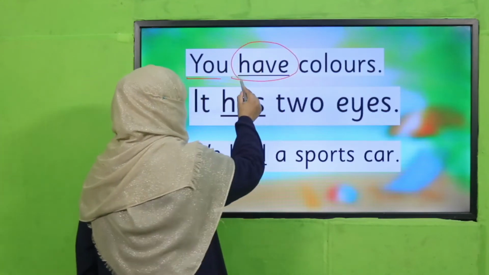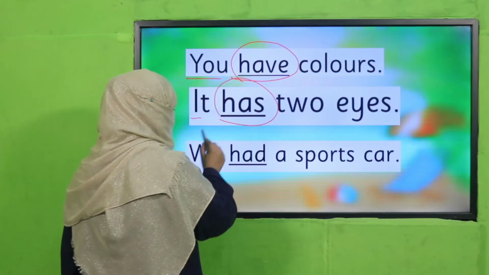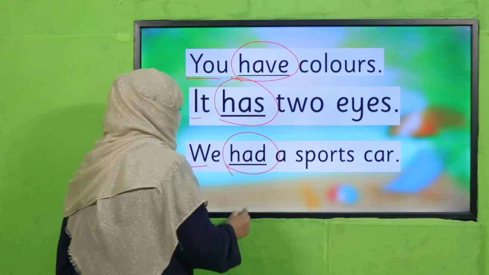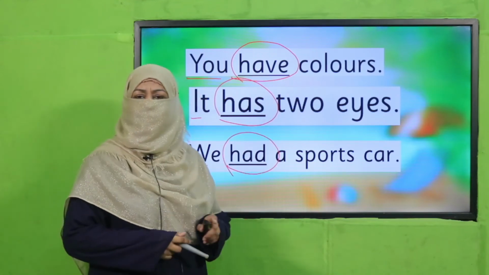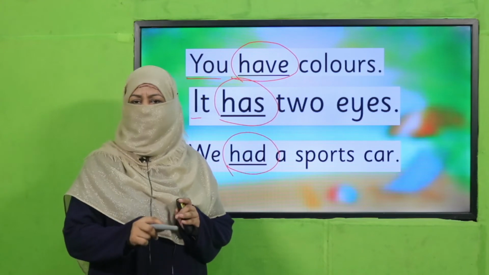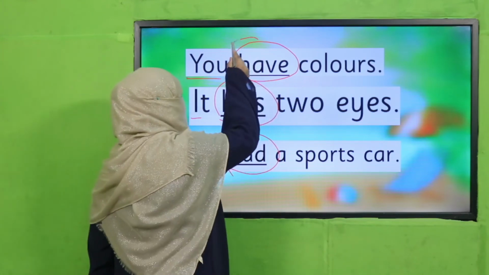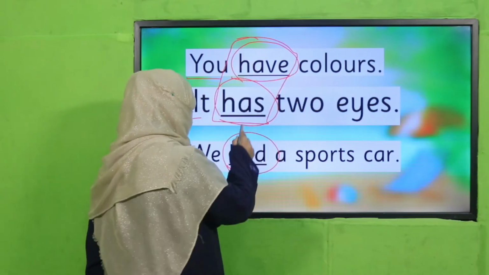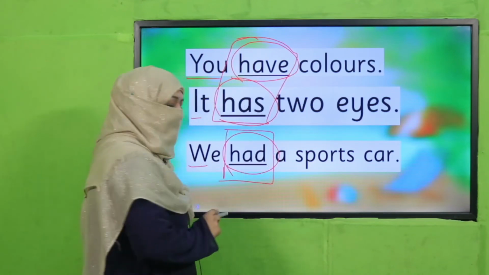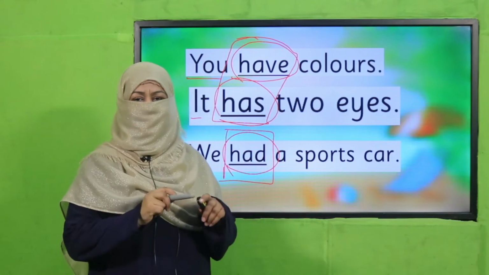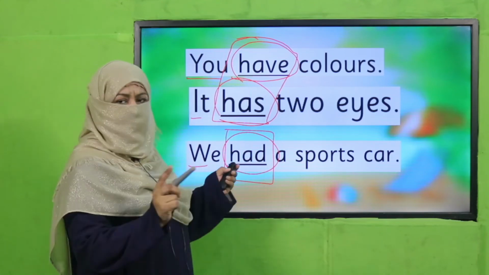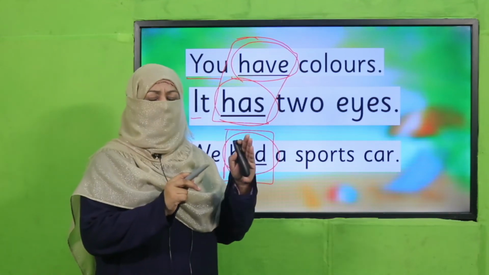You have colors. It has two eyes. We had a sports car. And beta, has and have, as we have used and studied, show possession. So has and have show possession in present and had shows possession in past as main verb. Right? Okay. Are you clear with all three concepts?